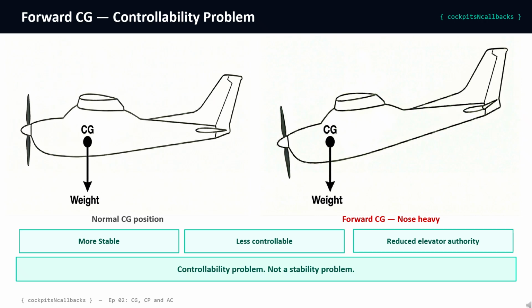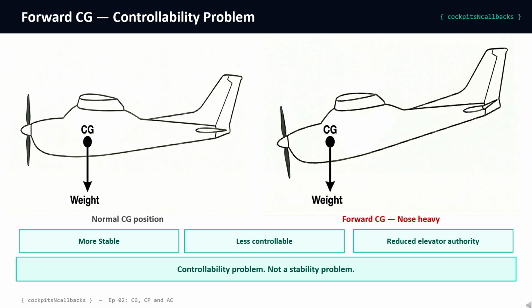It is deflecting upward, and that is the correct pilot input. The pilot is pulling back on the controls to raise the nose. But at the extreme forward limit, the elevator cannot generate enough force to overcome that nose heaviness. The pilot is doing everything right, and the aircraft is simply not responding enough. Forward CG makes the aircraft more stable but harder to control.